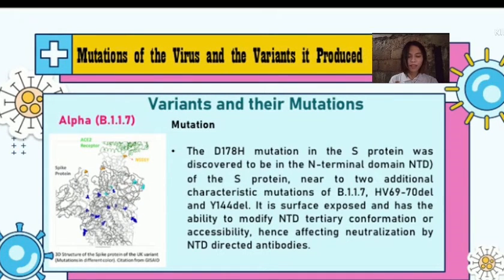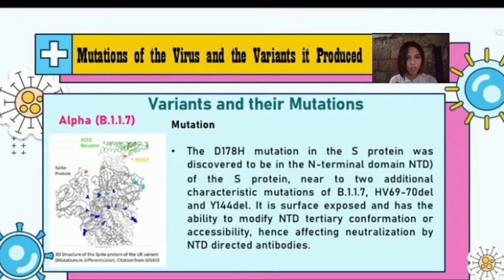The D178H mutation in the S protein was discovered to be in the N-terminal domain of the S protein, near two additional characteristic mutations of B117, HV6970del and Y144del. It is surface exposed and has the ability to modify the N-terminal domain tertiary conformation or accessibility, hence affecting neutralization by NTD-directed antibodies.